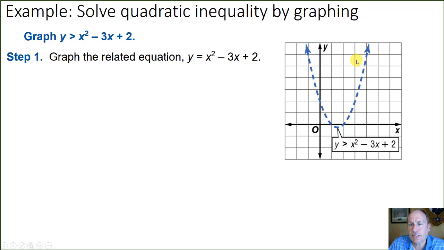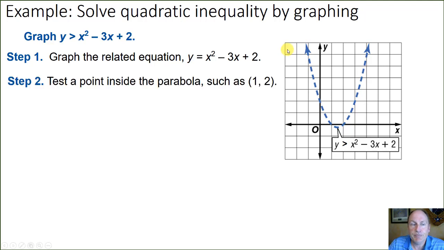And since it's a greater than sign, we're going to use a dashed boundary. If it was a greater than or equal to, we would use a solid boundary. Again, just like linear inequalities. So we're going to test a point that's inside the parabola, or it could be outside also, but in this case we're going to choose the point 1, 2. And we're going to test it.